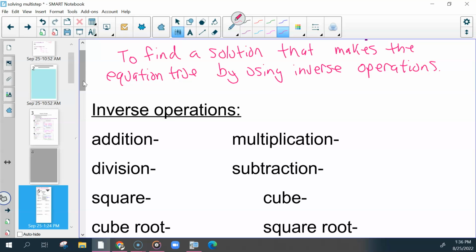So if I asked you, what is the inverse or the opposite? How do we undo addition? You can say this out loud. Subtraction. And I'm just going to draw arrows to connect these. How do we undo, or what is the inverse of division? Multiplication.